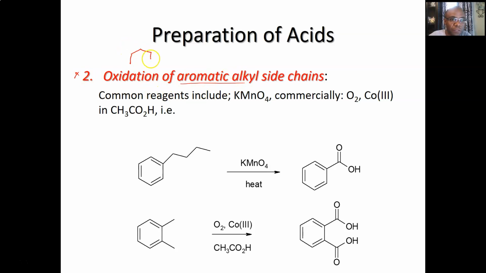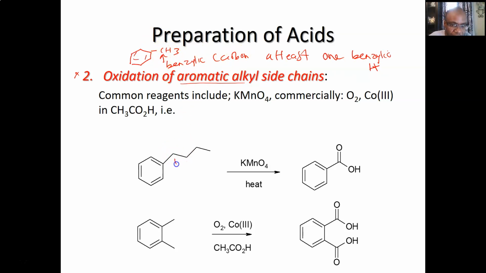So I'm gonna introduce you to a word. Okay, so this carbon here is called benzylic carbon. So if the benzylic carbon has at least one benzylic hydrogen, then you can oxidize and chop off the structure and create a carboxylic acid.